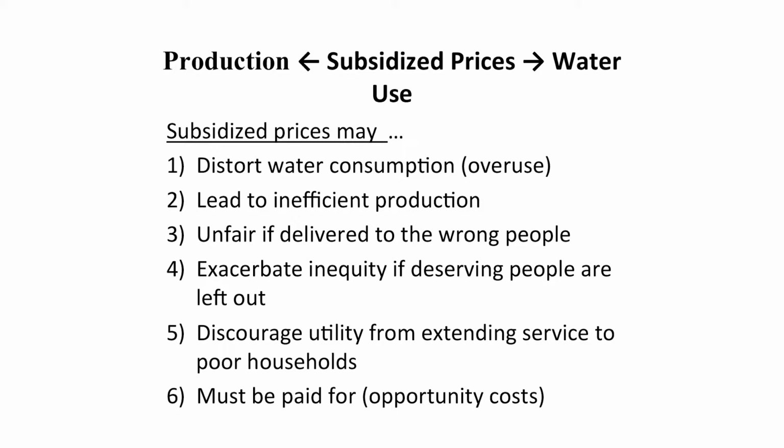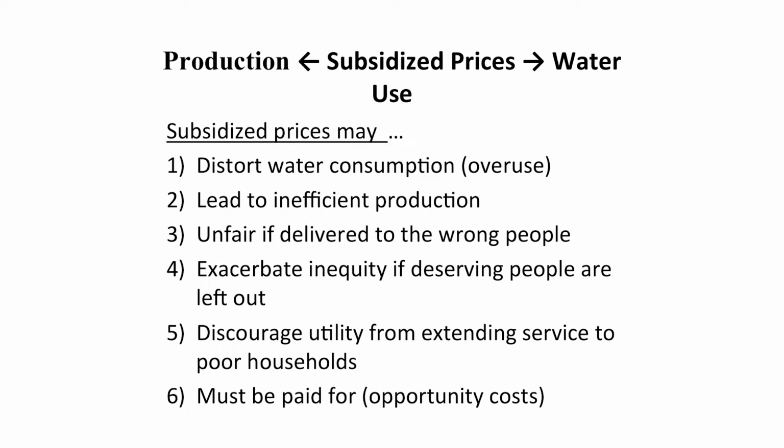Second, subsidized prices lead to inefficient production of water services by utilities. If water is too cheap, there is less incentive for water utilities to minimize their costs. Even if a utility improves its operational efficiency, it will not be able to recover its cost if the price of water it sells is too low. So it is often easier for the utility to spend its time and energy instead looking for subsidies than producing water efficiently. Third, if subsidies are delivered to the wrong people, the subsidy scheme may be perceived as unfair.